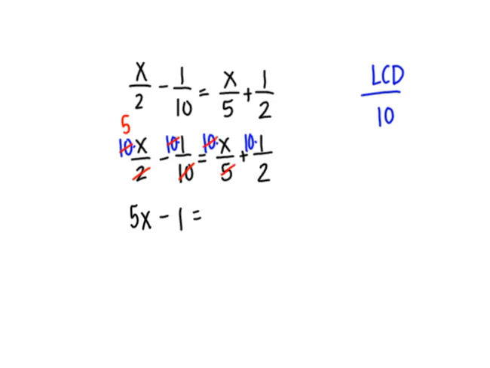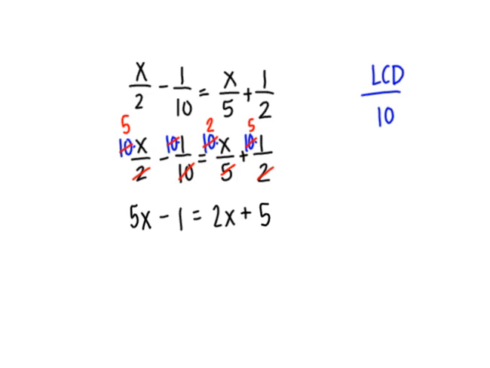5 goes into 10 2 times, I'm sorry, I misspoke. So for my third term, I would have 2x. And my last term is 10 times 1 over 2. So 2 goes into 10 5 times, and that would leave me with a 5. My resulting equation is 5x minus 1 equals 2x plus 5, and I need to solve that out.